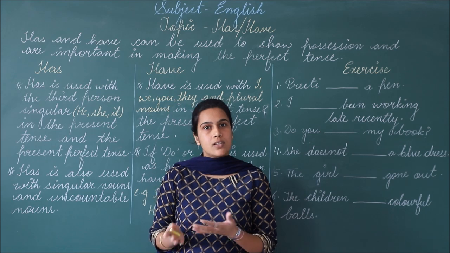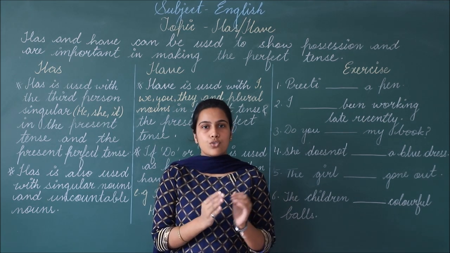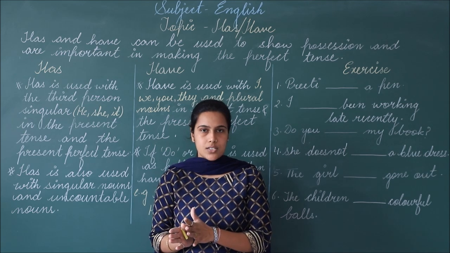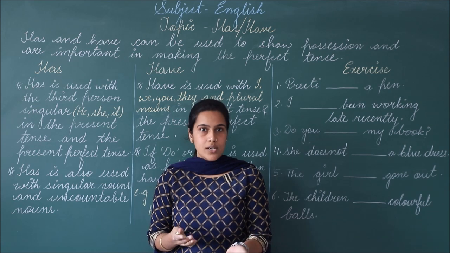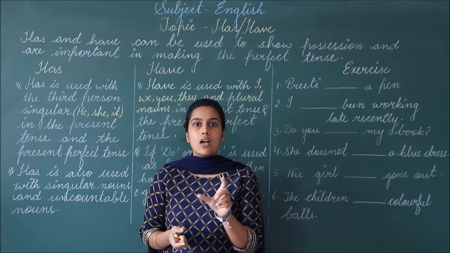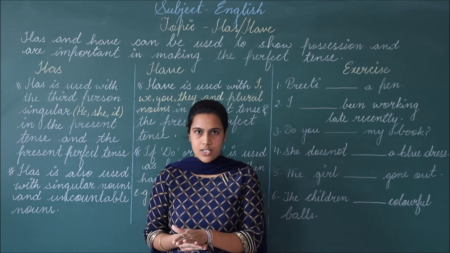Like Rahul has done his work. So over here Rahul is a singular person. So I have used has with it. And with uncountable nouns like the milk has boiled. So over here milk is an uncountable noun. That's why I have used has with it.